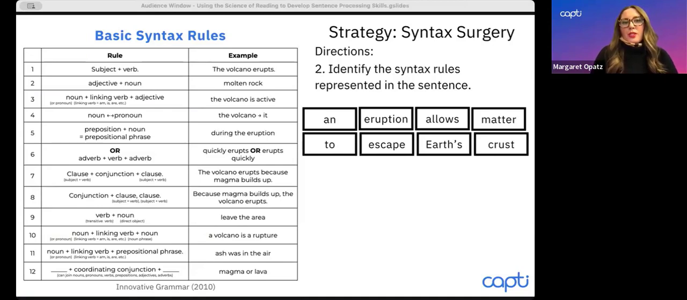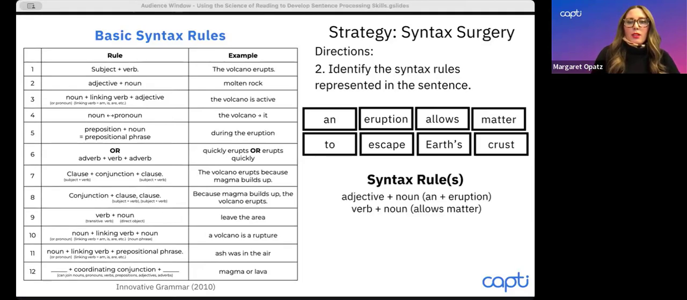So once students do have an understanding of what these syntax rules look like, then you can say, okay, let's identify what are the syntax rules represented in this sentence. So a couple that they might find is we have an eruption. So that actually matches an adjective comes before the noun. So they could put that there and then say that here's where they found it.